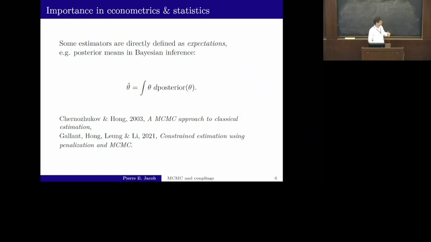And then you have the likelihood function. You multiply the two, the prior density and the likelihood, and you obtain the posterior distribution. If you want a point estimate from that, instead of a whole distribution of parameters, you may want to summarize it. For example, you can take the posterior mean, and that, by definition, is an expectation. Here are references in the econometrics literature that employ MCMC to obtain estimates that are defined as expectations. So far, so good?